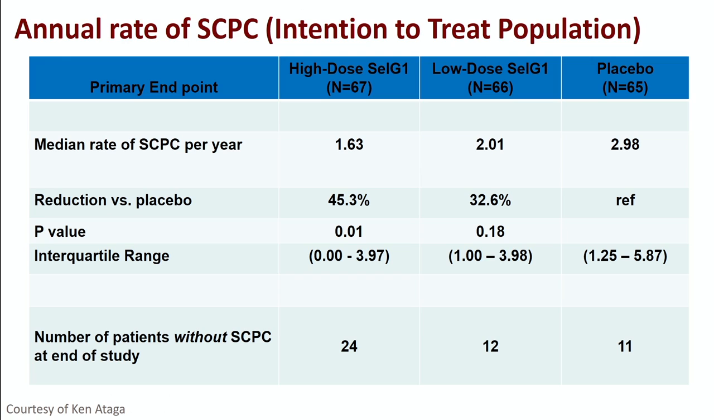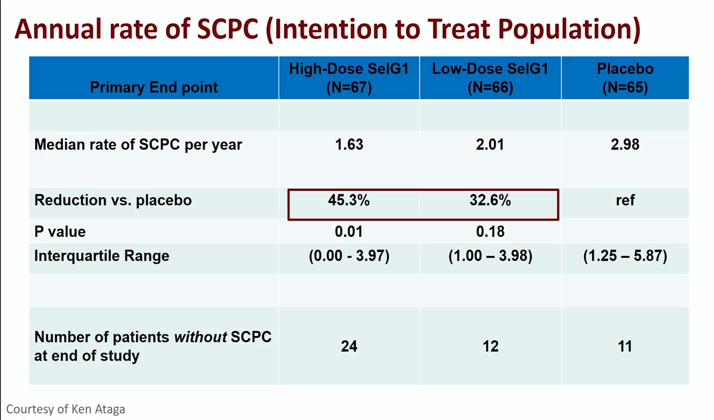So looking at the intention to treat population, the reduction in frequency of sickle cell pain crises in the people receiving the high dose of crizanlizumab, it was formerly known as SelG1, so that's what it will show up as on these slides, was a 45% reduction compared to placebo. And then in those receiving the medium dose, or 2.5 mg/kg of crizanlizumab infusion once monthly, the reduction was 32% in the intention to treat.